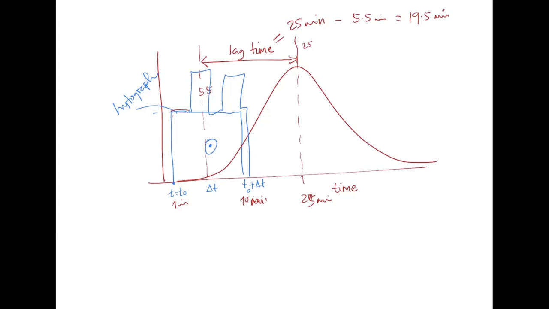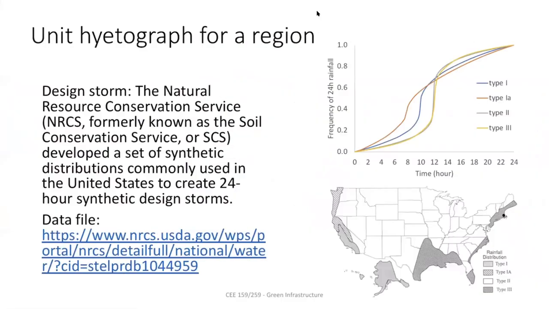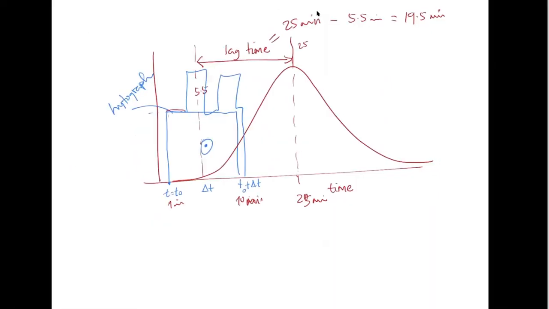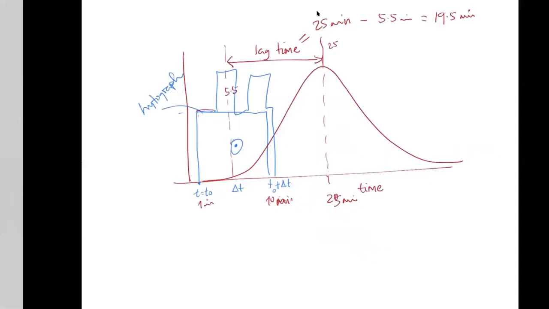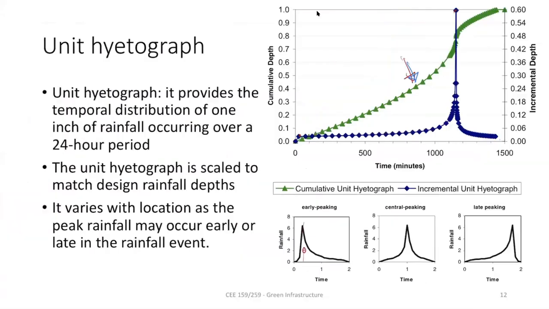All right, I will go to the next slide. Now that you know what a unit hydrograph is, there are different types of hydrograph based on where you are from. Different regions have different ones. This is the cumulative one, and its shape can vary depending on where you are, and that is determined by this: either early peaking, central peaking, or late peaking. That will make the shape look very different.